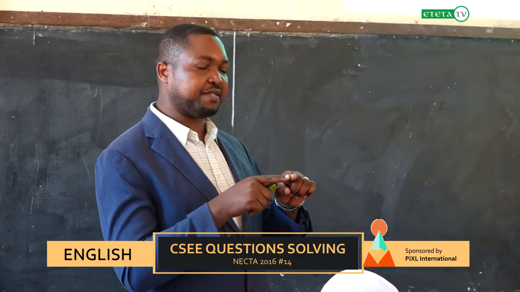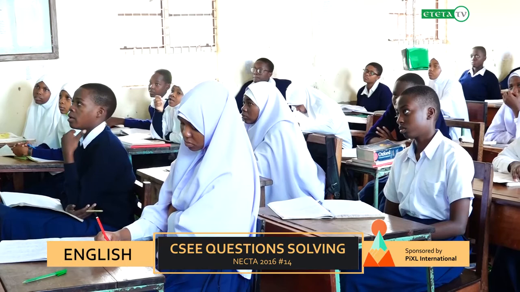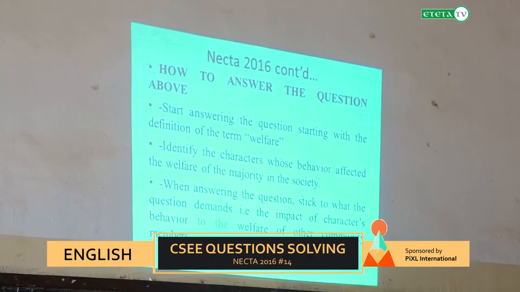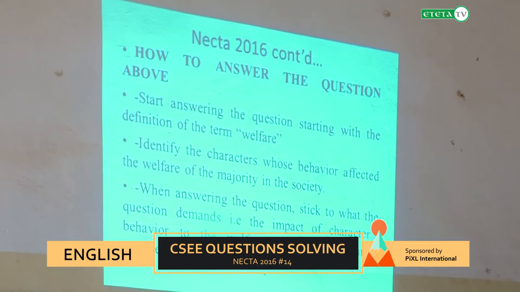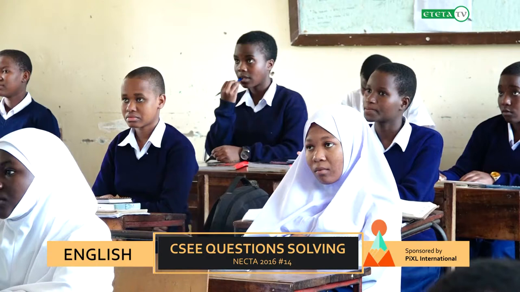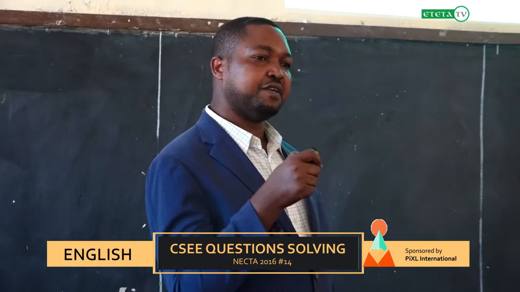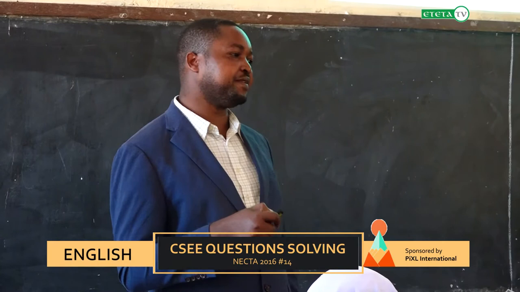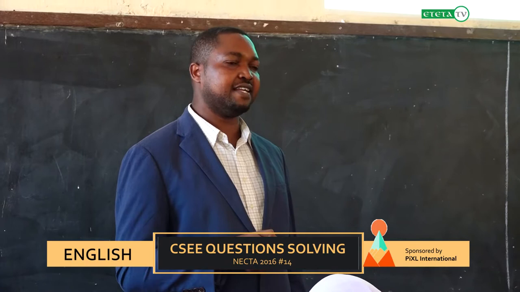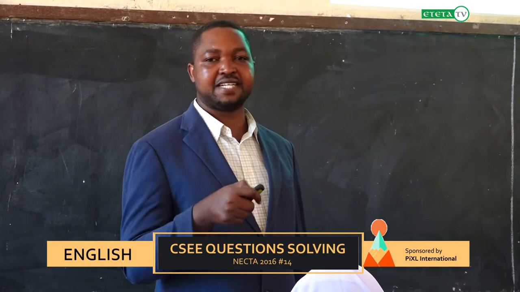Second, identify the characters whose behavior affected the welfare of the majority in the society. When you're answering the question, you have to stick to what the question demands. Don't go beyond the demands of the question. You have to know what the question requires you to do. Because if you answer without knowing the demands, sometimes you can answer off target. You answer the question, but the demands of the question are not addressed. That clear? So stick to what the question demands.